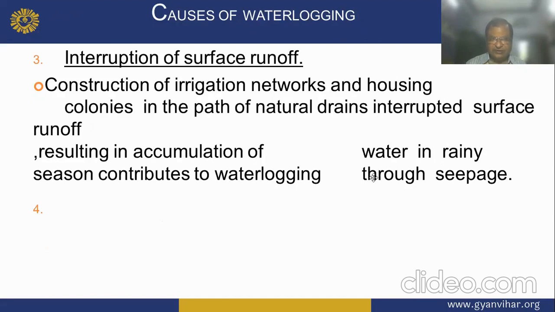Interruption of surface runoff. Construction of the irrigation network and housing colonies in the path of natural drains has interrupted surface runoff, resulting in accumulation of water in the rainy season, which contributes toward waterlogging through seepage.